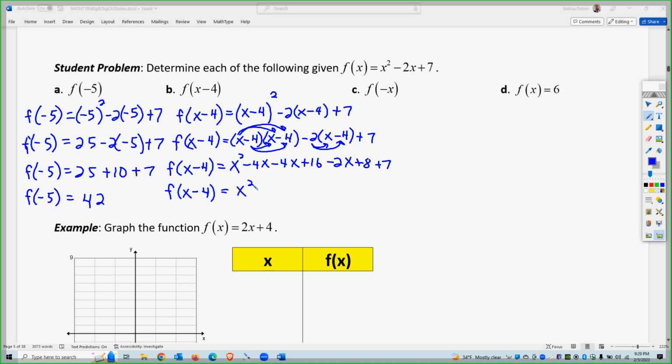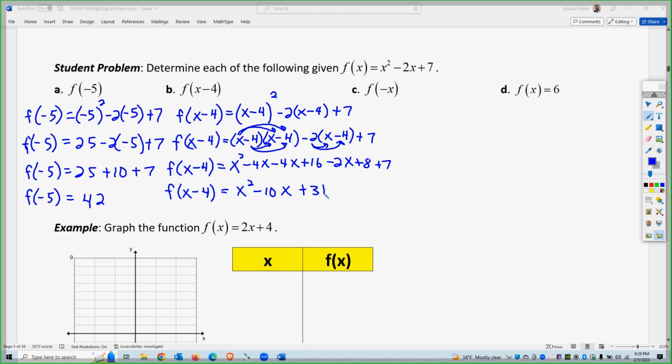So x squared, we see minus 4, and minus 4 is minus 8. Minus 2 more is minus 10. And then we have a positive 16, a positive 8, and a positive 7. So that's what, 31?